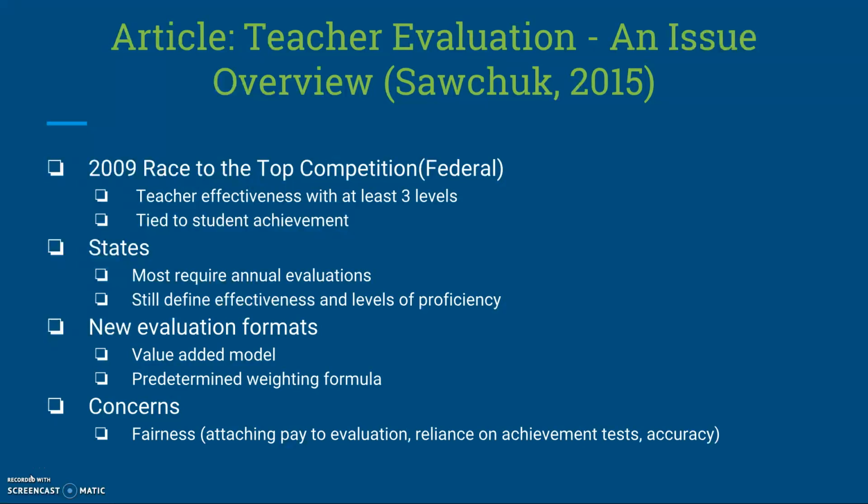Both the value-added model and predetermined weighting formulas try to look at all the contexts that students arrive in the classroom with. So all the different things that can impact student achievement and can change test scores, motivation, those sorts of things, and then try to come up with complicated formulas that allow districts to still somehow measure teacher effectiveness with all the different students that are in a classroom.